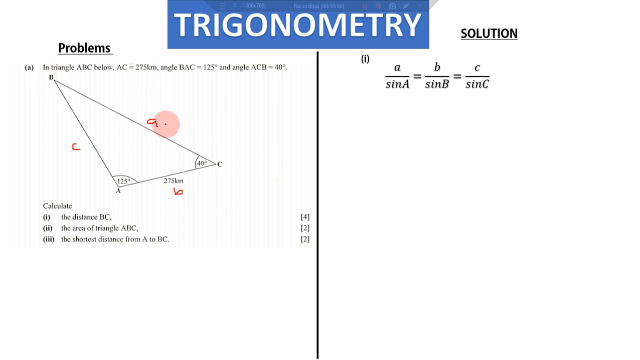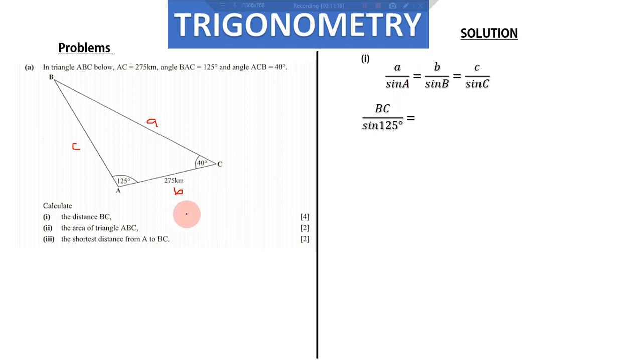And that is the side BC. So we'll just write BC. Then do we have a value on capital letter A? Yes, the angle is there, 125. Let us write it down. So this one will have BC representing small letter a, and then sine 125 representing angle A.